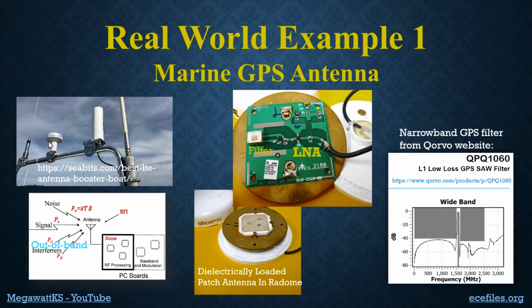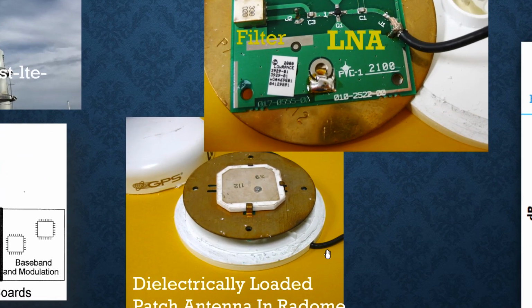So here's the antenna, right? But what the antenna really is, is this dielectrically loaded patch antenna inside the white housing, which is a radome to keep the water off and so forth. And on the back side of that antenna, there is a preamp board. And we're going to go back to this in a second. But I want to point your attention to the fact that there is this cable coming out, and this cable is typically 10 meters long. And that gets you into the cockpit of the boat. Now, we're not so much interested in the boat itself as we are in a low noise amplifier.